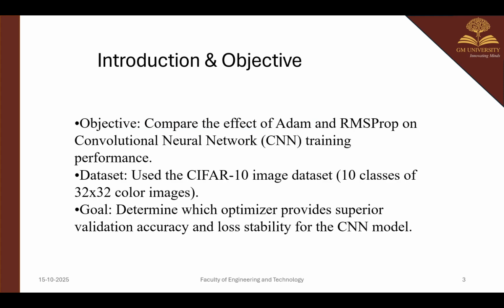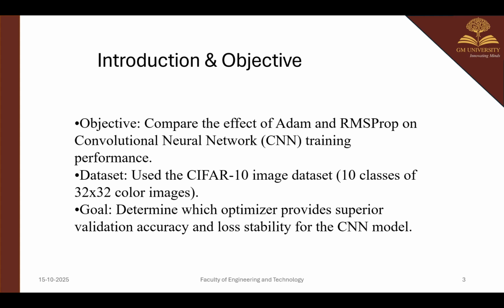Introduction. Objective: compare the effectiveness of Adam and RMSprop on a convolutional neural network. As I said, we are going to predict the training performance. Dataset used: the CIFAR-10 image dataset, that is 10 classes of 32 by 32 color images. CNN is used for image processing. Goal: to determine which optimizer provides superior validation accuracy and loss stability for the CNN model.